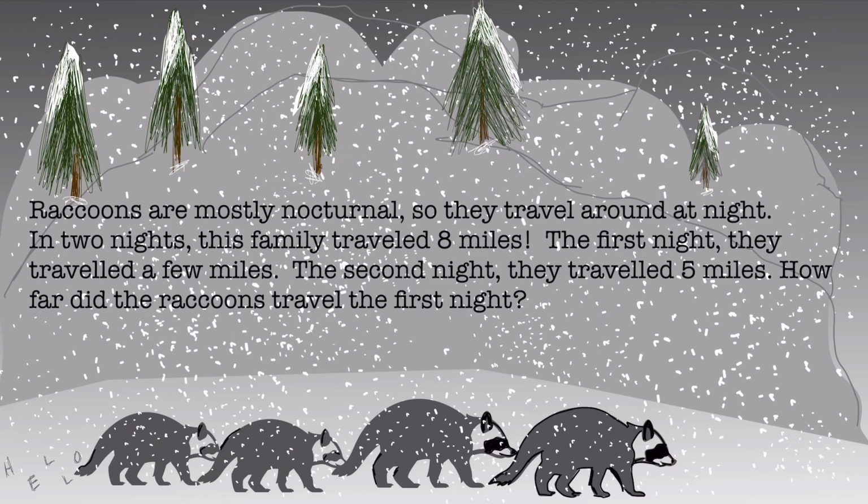Here's an example. Raccoons are mostly nocturnal, so they travel around at night. In 2 nights, this family traveled 8 miles. The first night, they traveled a few miles. The second night, they traveled 5 miles. How far did the raccoons travel the first night?